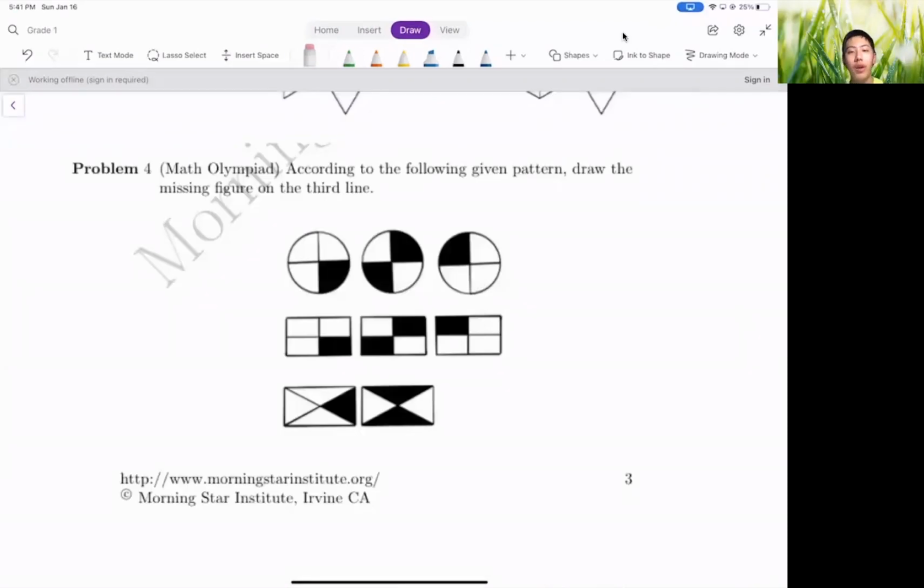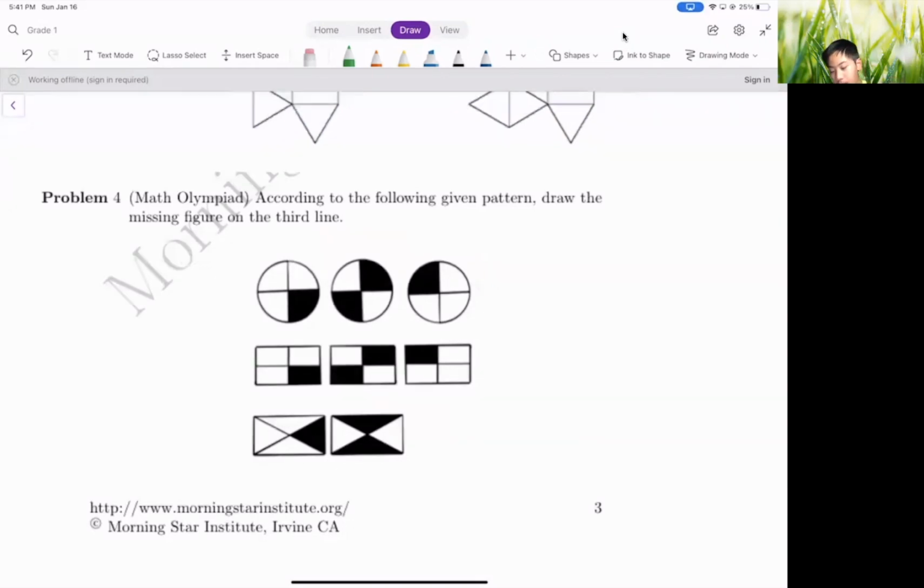Finally, problem 4. According to the pattern, draw the mystic figure on the third line. So for this problem, we need to figure out the pattern. And there are many ways to do this, but I'm just going to do the one that's most straightforward. On the first one, we see that there is 1/4 of a circle. And then what we're going to do is combine all of these into making one circle. So let me show you how to do it.